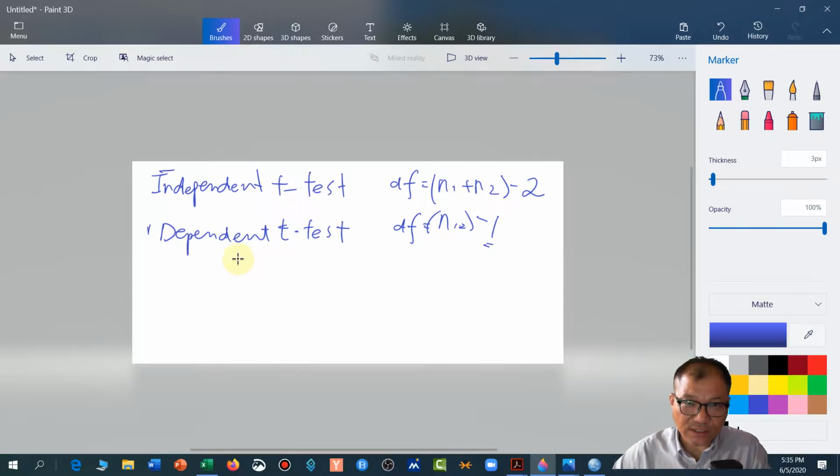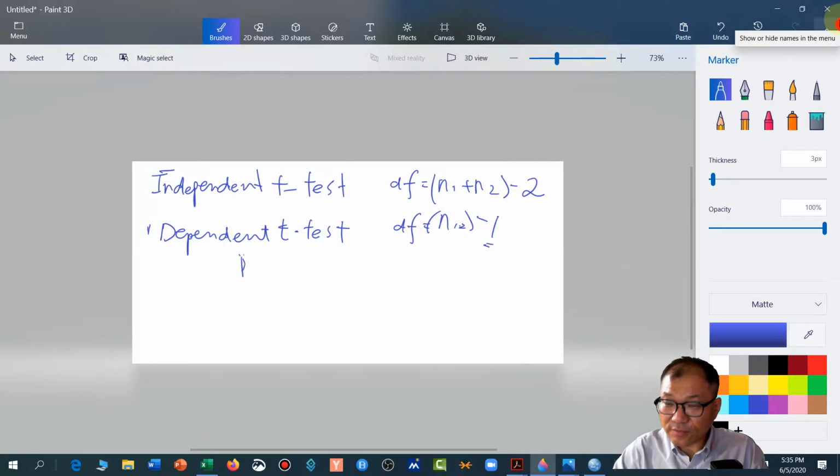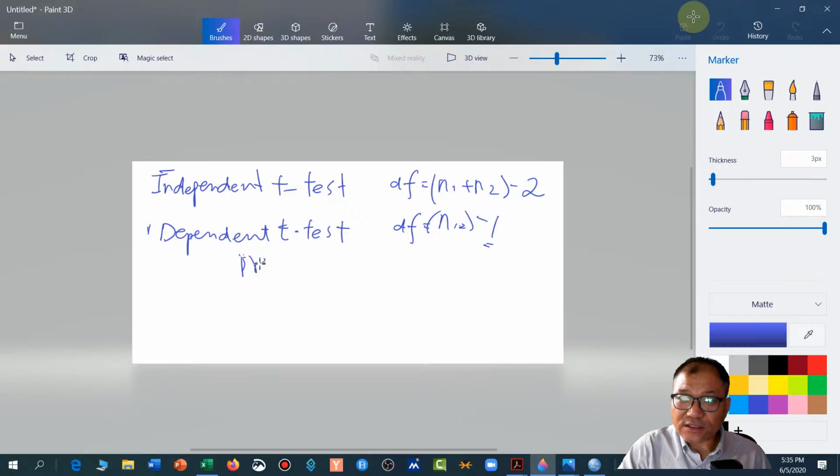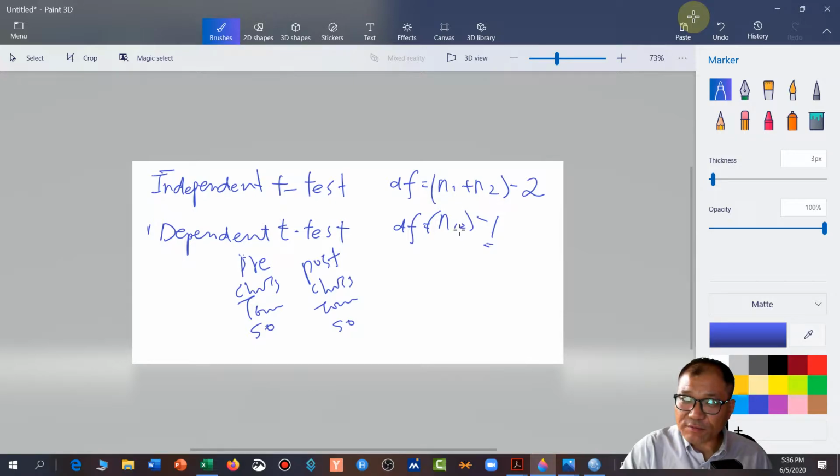Degrees of freedom for dependent variables such as pre-test and post-test, you need to have paired scores. For example, this is a pre-test and post-test, and Chris, and Tom, and so on, and this stands for number of paired scores.